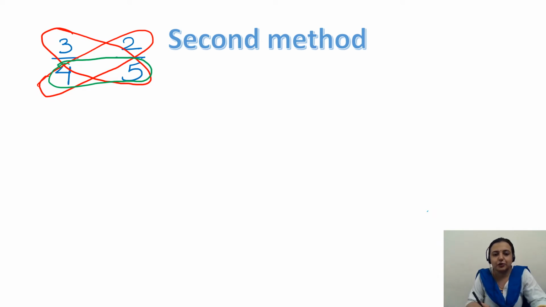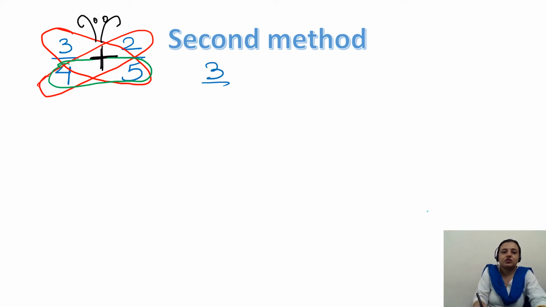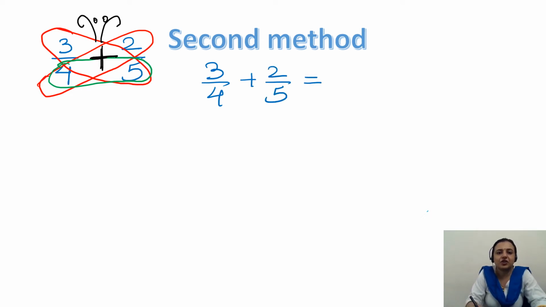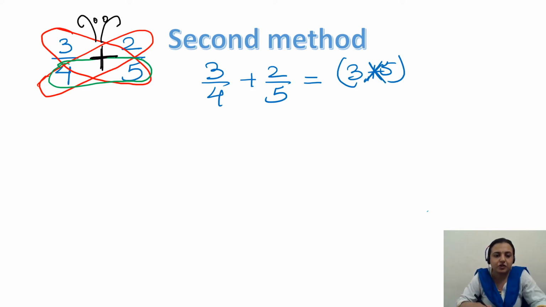Okay. Now let me do some kind of artwork here. So this is the butterfly. Now whatever operation we have to do, whether add or subtract, keep it as it is in the center. Okay. Now the steps here involve cross multiplication. So 3 upon 4 plus 2 upon 5 can be written here as the cross multiplication of 3 and 5, 3 multiplied by 5, cross multiplication.